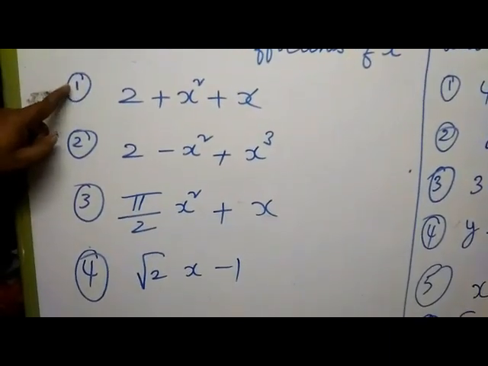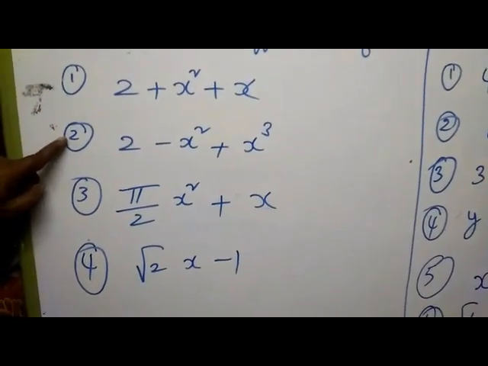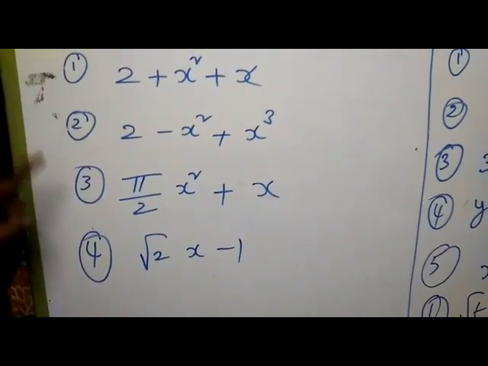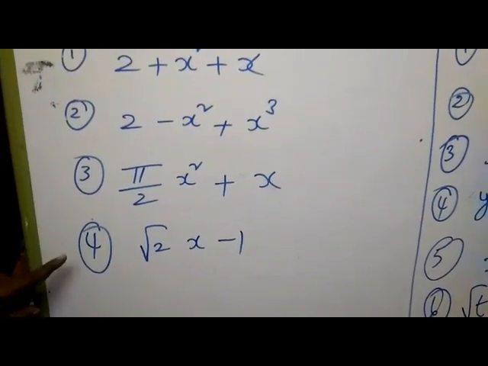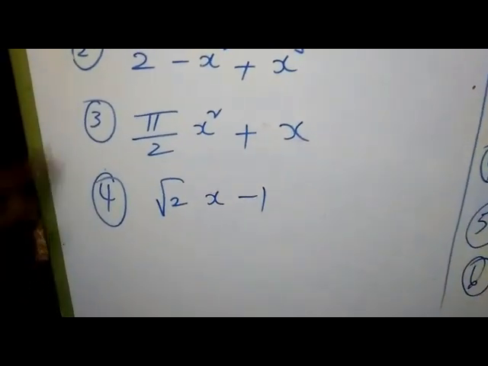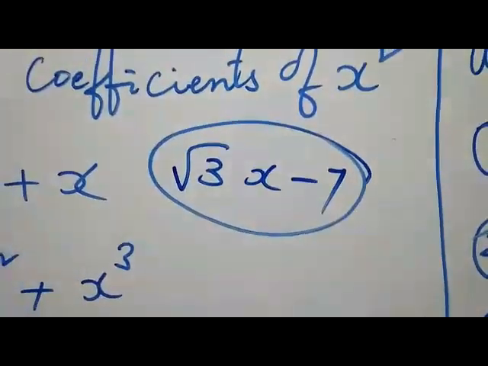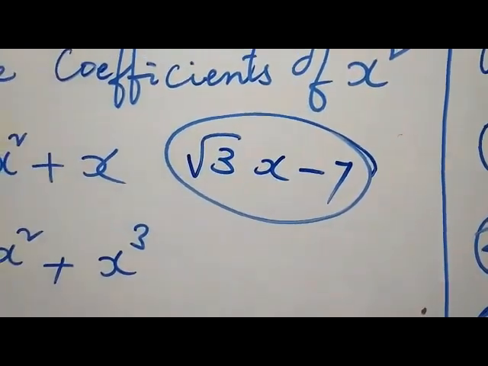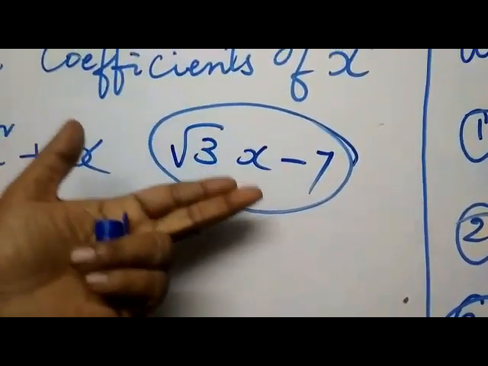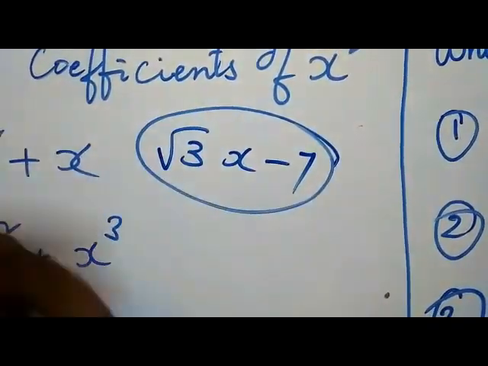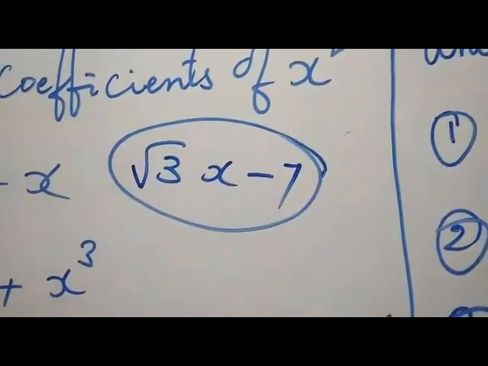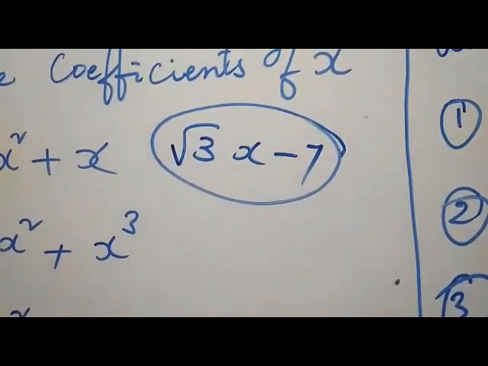So you can do this sum carefully. What is the quotient of x square here? Carefully. 3x minus 7. What is the quotient of x square? Here there is no x square term. That's why the quotient of x square is 0. There is no quotient.